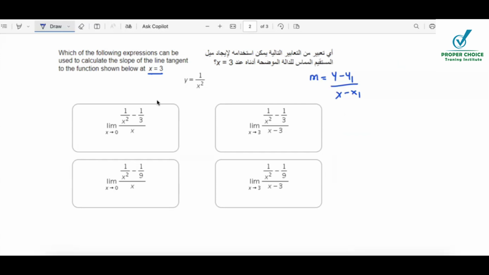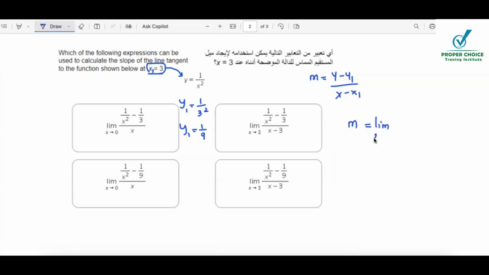Okay, so what am I supposed to do? I need to know the values of y1 and x1. Whatever value of x they have given is itself x1. Now I don't know the value of y1. Sometimes it will be given. If it is given, you use it straightforwardly. If not, substitute the value of x in the given function and you'll get the value of y1. So y1 equals 1 by 3 squared, which gives y1 equal to 1 divided by 9. So in that case, the value of y1 is going to be 1 by 9. So what would your slope be now? Slope can be written as limit.